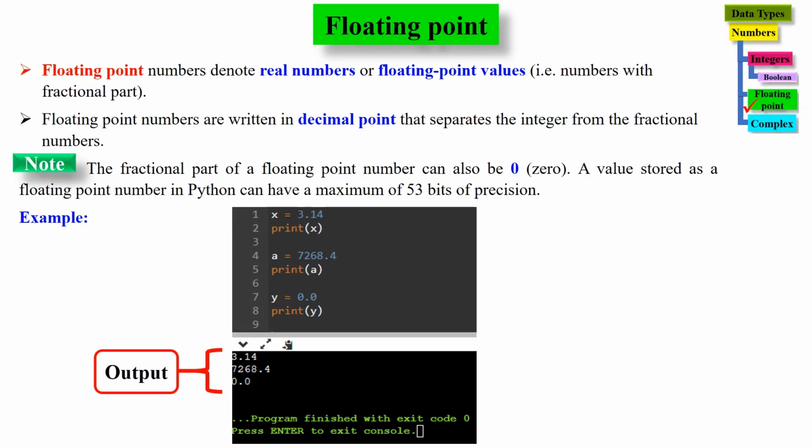In example 3, a variable named y is created and assigned the value 0.0. This means that the floating point number 0.0 is stored in the variable y. The print function is used to display the value of the variable y on the console. In this case, it will print the value 0.0 as output.